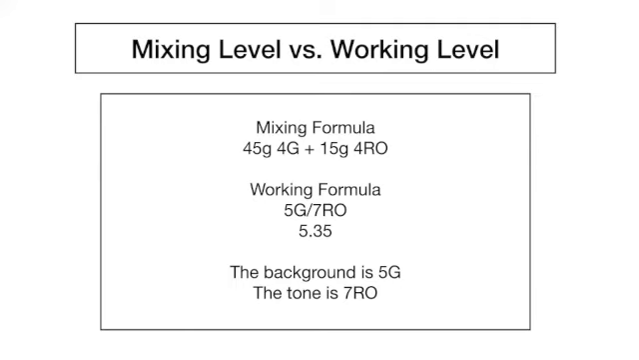So now, look at this. If I'm mixing 45 grams of 4G and 15 grams of 4RO, now, here's what really happens. The working formula becomes 5G7RO, which, if you're using a numerical system, becomes 5.35. Now, here's why. Read this last sentence. The background is the 5G. The tone is the 7RO.